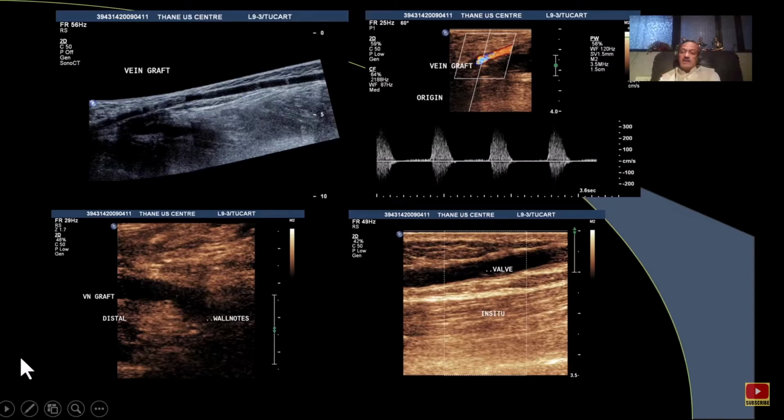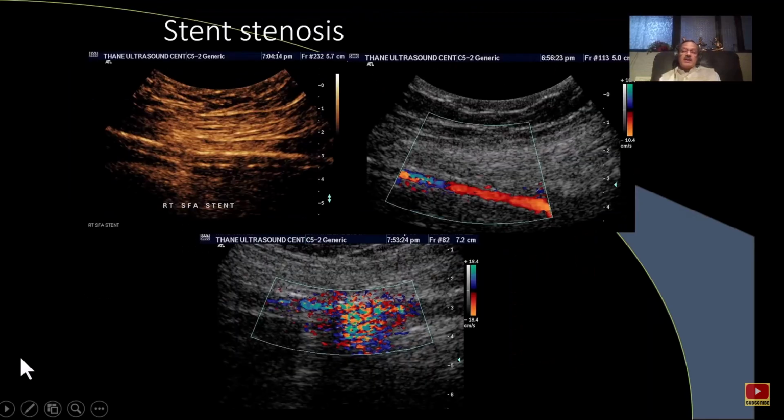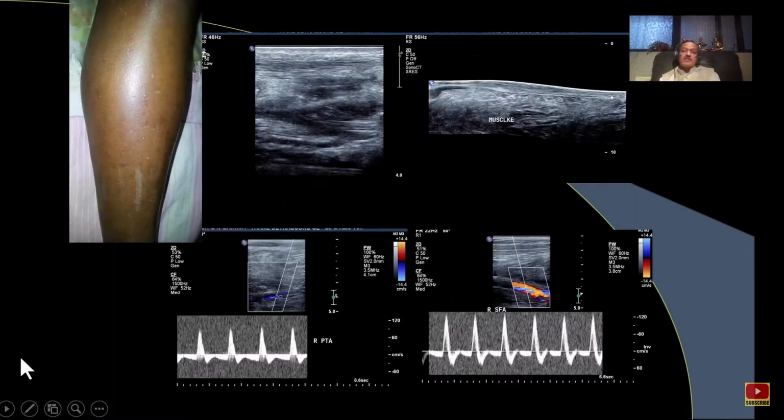Venous grafts have valves. There are two types, as we know: one is in situ and one is reversed vein graft, but it's very important to monitor venous grafts. Then that's a stent, and you can see that there is a stent stenosis. That's a perivascular tissue vibration with mosaic color telling us that there is a segment of stenosis.